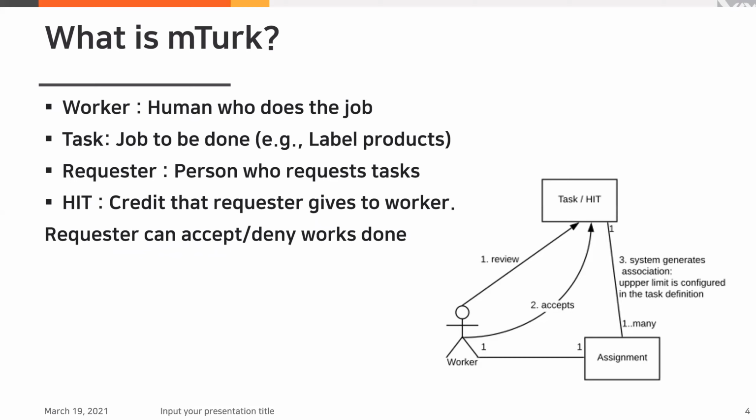So if you see the diagram right here, the requester registers a task to the mTurk, and workers who are registered at mTurk see the task and do the job if the worker is willing to do so. After the worker is done, the result is seen by the requester, and the requester can either accept or deny the work done by the worker according to the result quality.